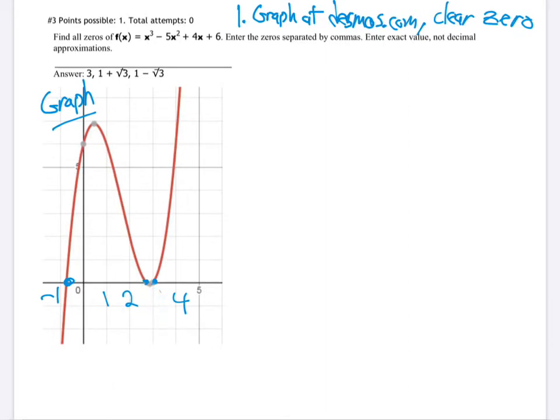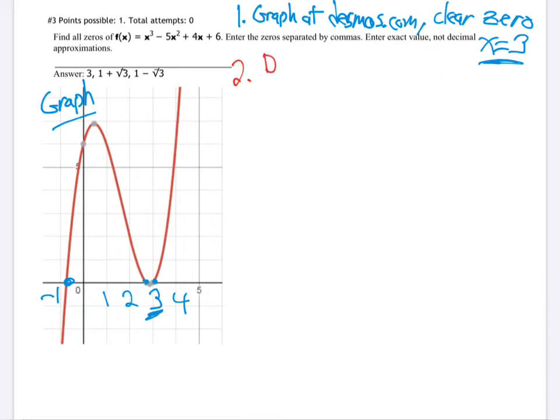So there's a straight on 3, and then there's something just a little less than 3, it looks like. So I'm just going to take the one that's clear. Right on 3, x equals 3. That's a clear 0 from the graph.